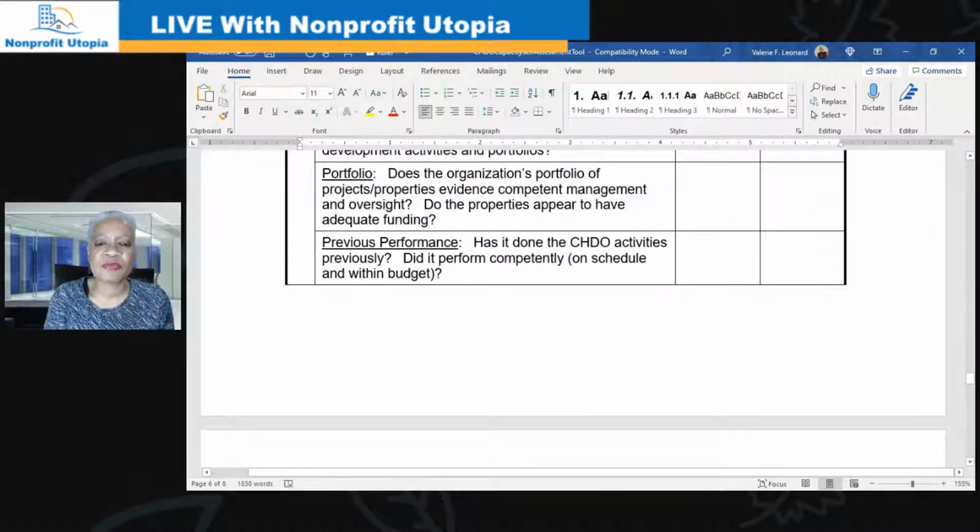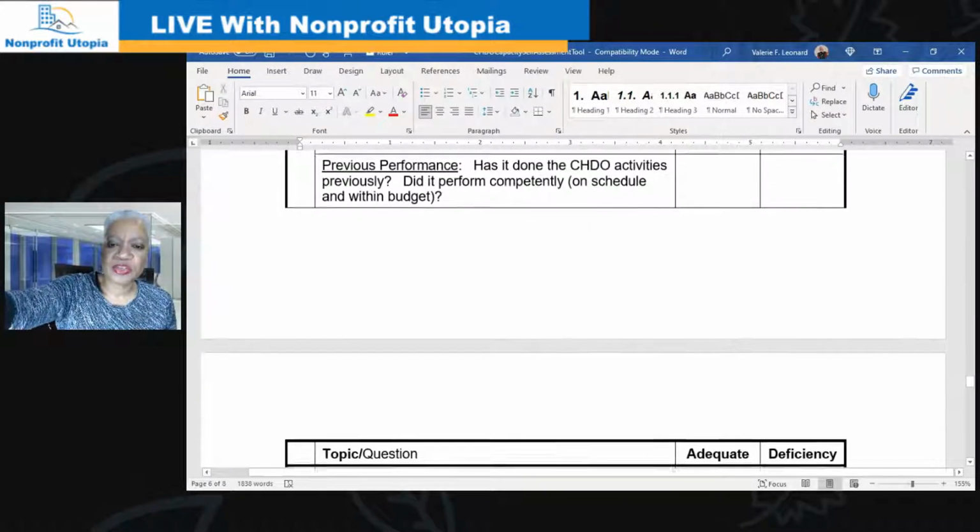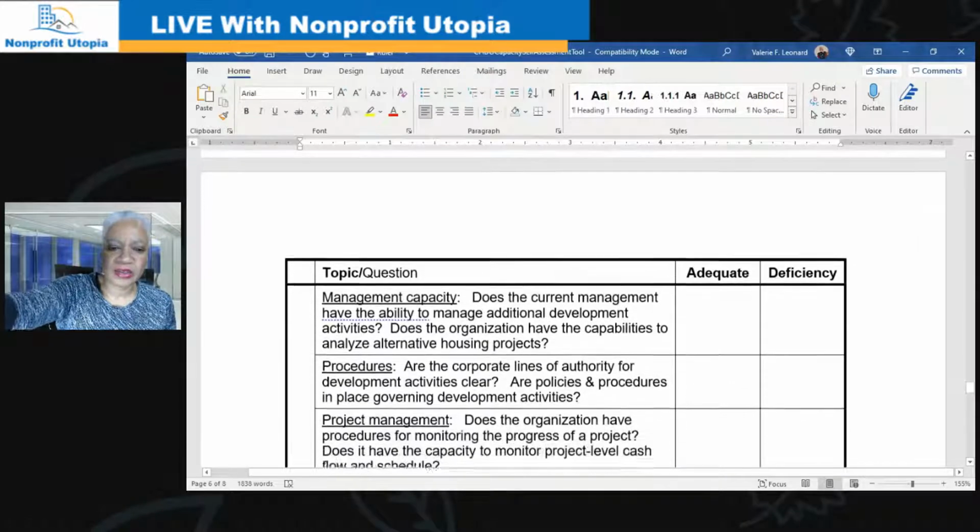Does the organization's portfolio of projects and properties evidence competent management and oversight? Do the properties appear to have adequate funding? And then you're looking at your previous track record. Have you done CHDO activities previously, and how did you perform? Were you on schedule and within budget? And again, similarly, if you're not doing real estate development, you want to look at your past performance in your other programs. Look at your track record and assess accordingly.